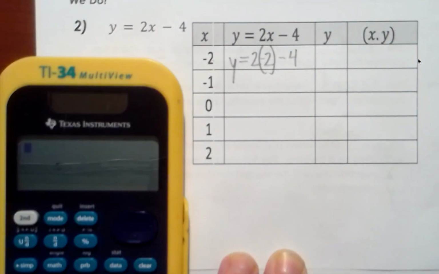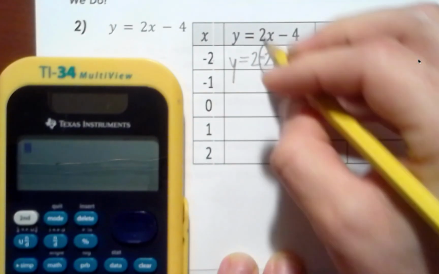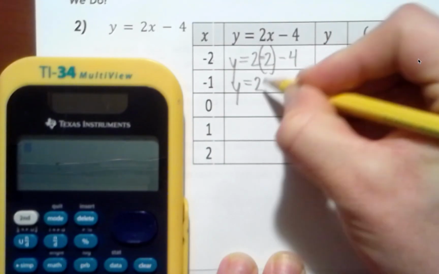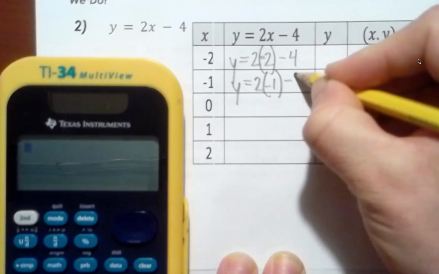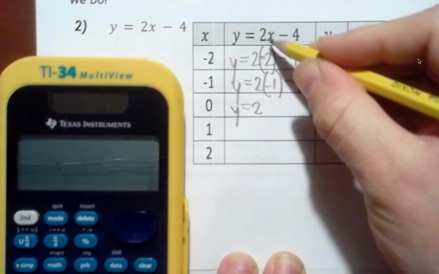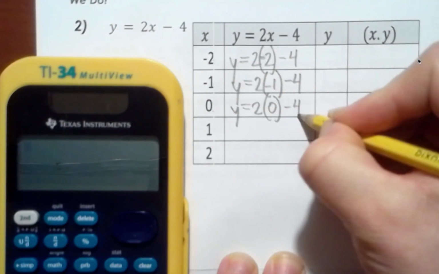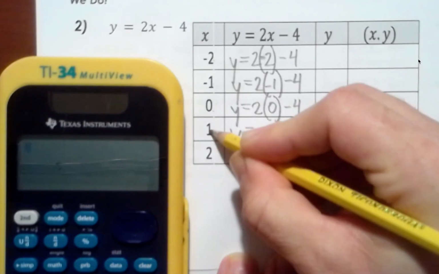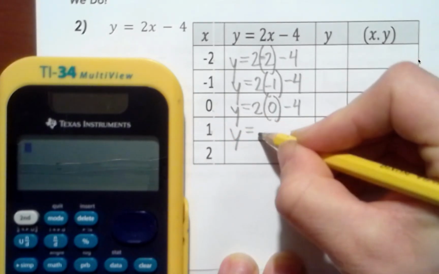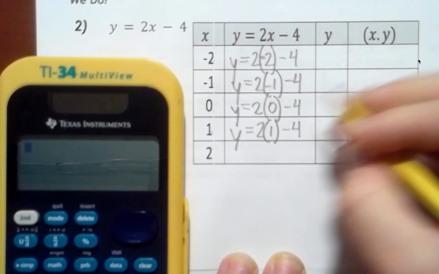So this is -2. Now I'm going to substitute -1 into the equation. Now I'm going to substitute 0 into the equation. Now I'm going to substitute +1 into the equation for x. And now I'm going to substitute +2 into the equation for x.